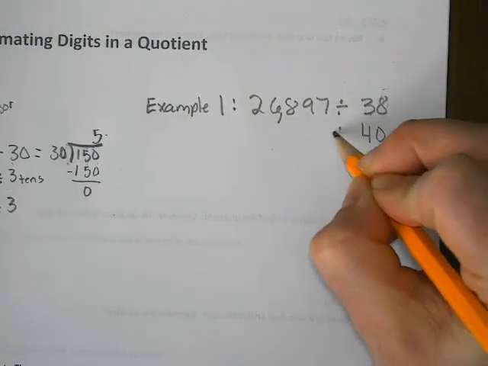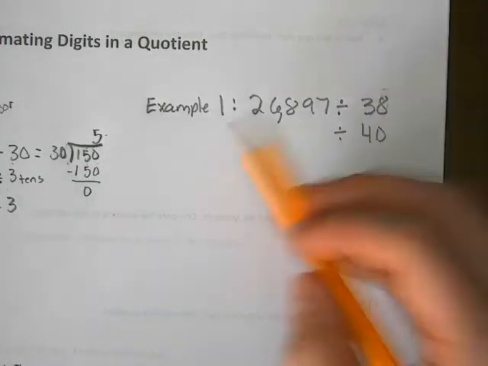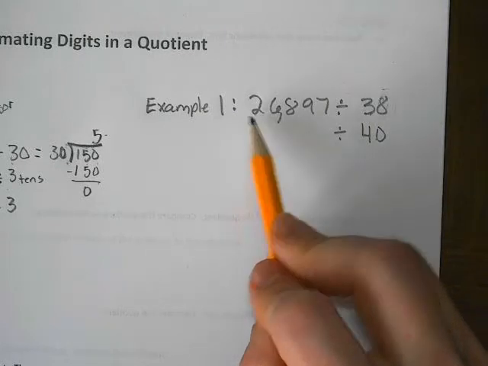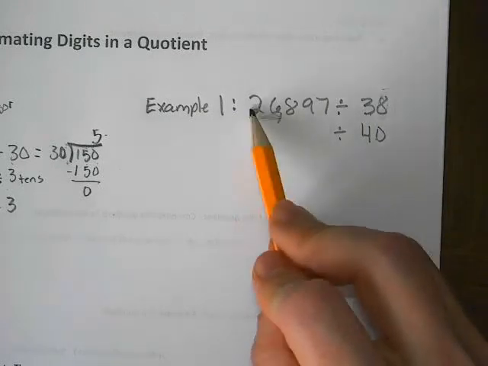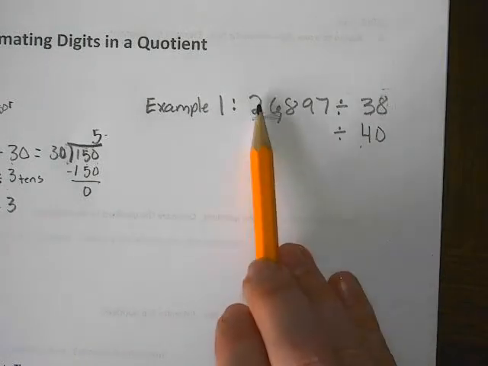So now, I'm working with 4 tens. So I want to go up here. I'm going to go to my first number. It's a 2. That's not a multiple of 4, so I can't use that. So I'm going to use my first two numbers. It's a 26. So I'm going to think of my 4, and I'm going to skip count to figure out which of the multiples of 4 is 26 closest to.